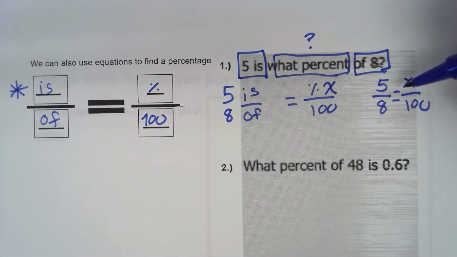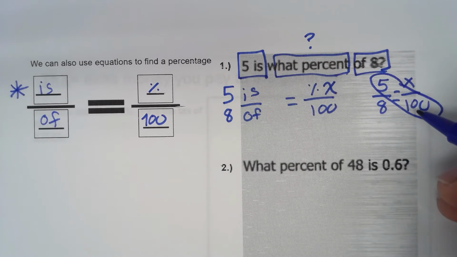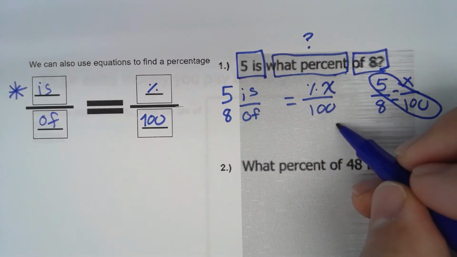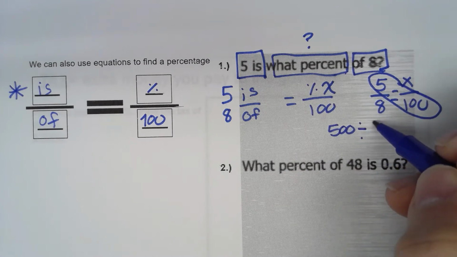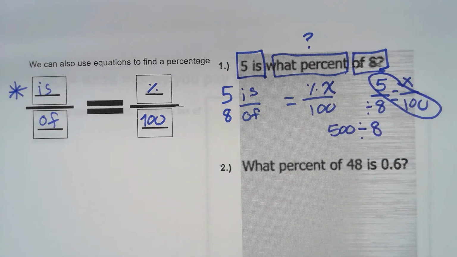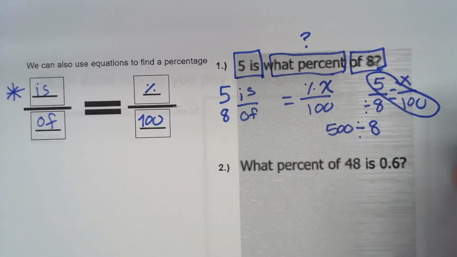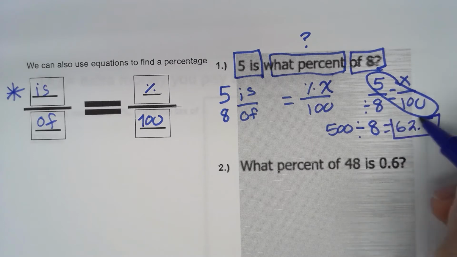Remember, to solve this, you need to cross multiply. So 5 times 100 is 500. And then you divide this by 8. So you divide by the number you have. And you're going to get 62.5 as the answer.